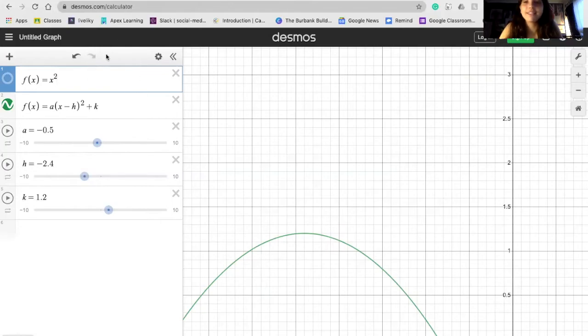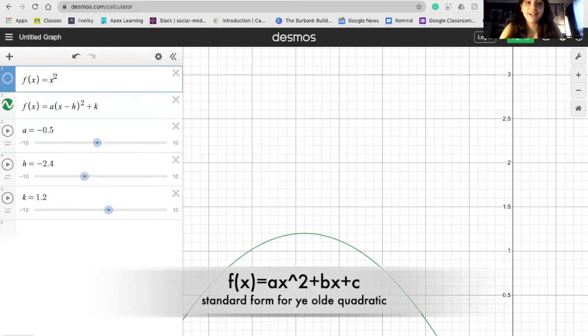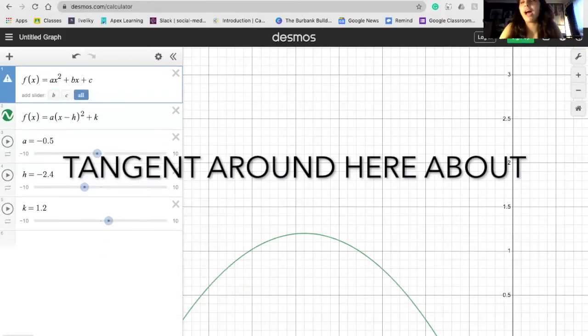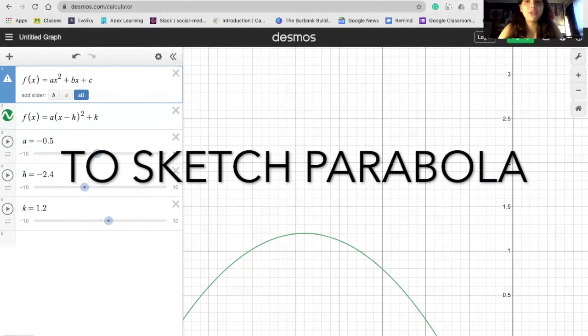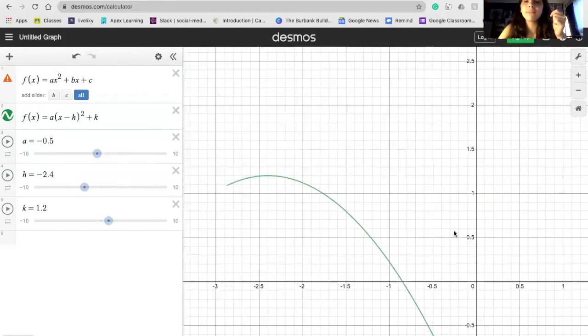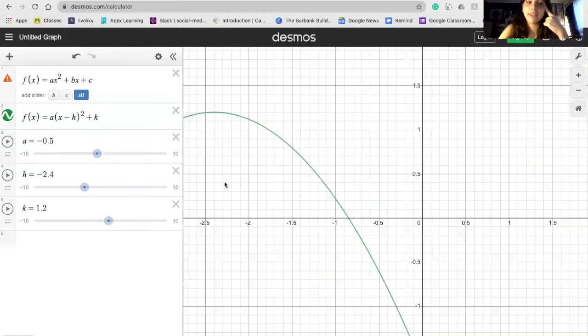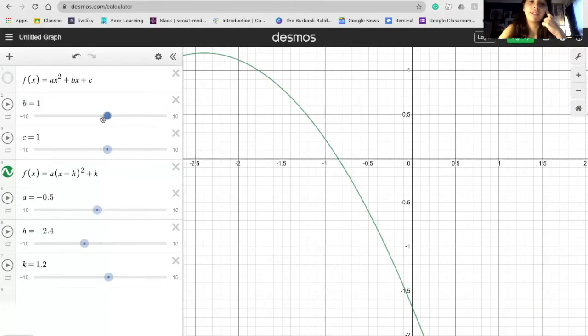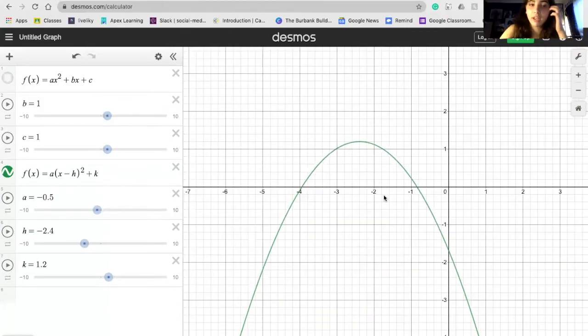What was that? The standard form for ye olde quadratic is ax squared plus bx plus c. This doesn't tell you much when you go to graph, so I would recommend using the vertex form when sketching a quadratic, because it's way easier since you have your h, k, which is the vertex. Basically, from having it in standard form, you can glean where the y-intercept is, and you can also tell where the two x-intercepts are. For the y-intercept, you can plug in 0 for x, and that's your c.